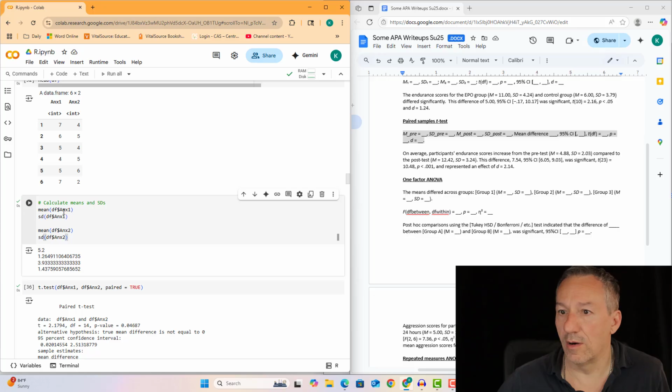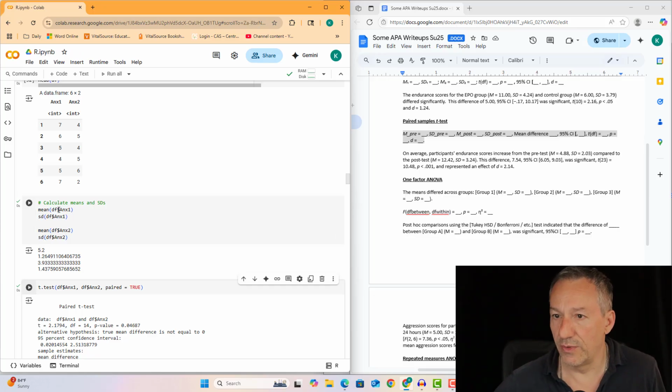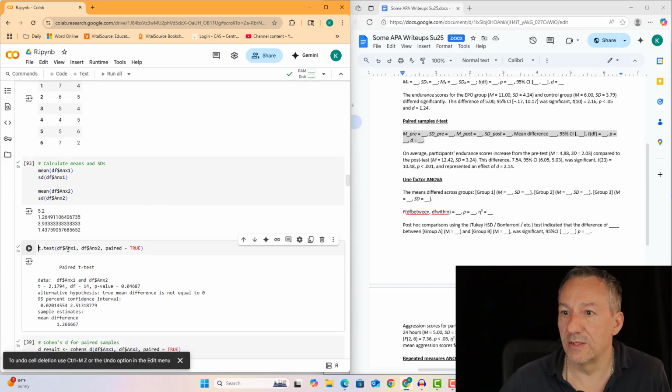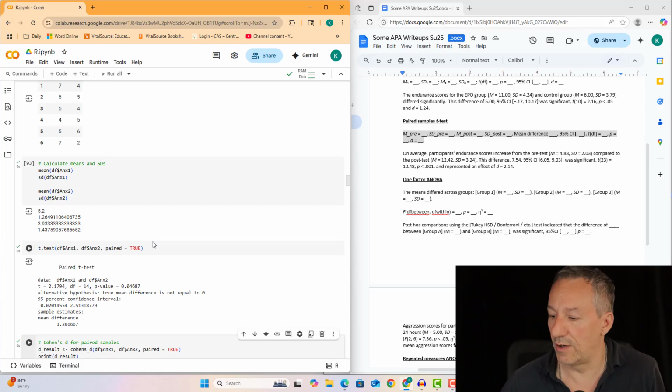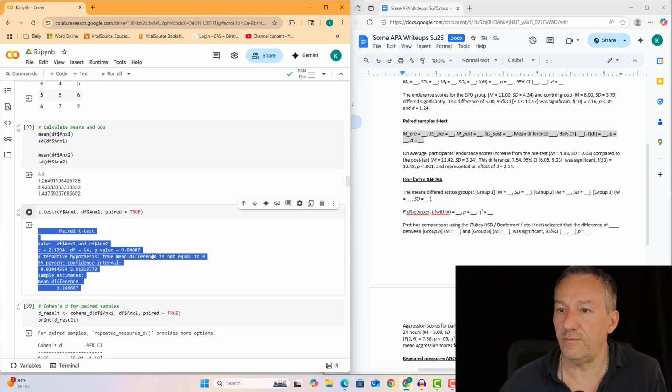Okay, so in R, means, standard deviations, you can get that for both. So the mean for anxiety 1 was 5.2. The mean for anxiety 2 is 3.93. So now we do a t-test with, from our data frame, anxiety 1 and anxiety 2 paired, meaning are we doing a paired samples t-test? True, we are. So shift enter, and you get most of the information you need there.